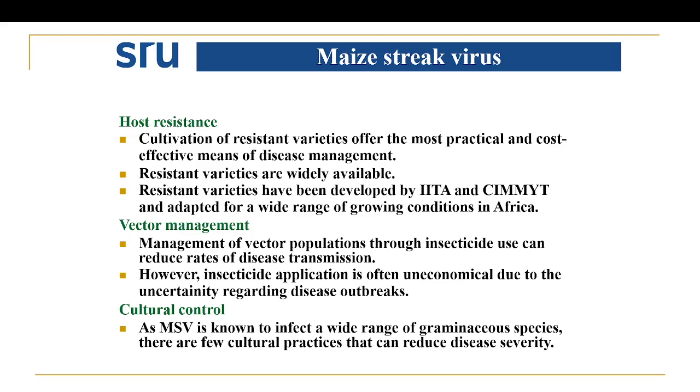Coming to vector management, the vector population can be managed through systemic insecticides like imidacloprid or fipronil, or any other systemic insecticide we can recommend to control vectors like aphids and leafhoppers. Coming to cultural methods, maize streak virus is known to infect a wide range of gramineous species, and there are few cultural practices that can reduce the disease severity. Mainly, we can go for crop rotation with pulse crops or other non-host crops to control maize streak virus.